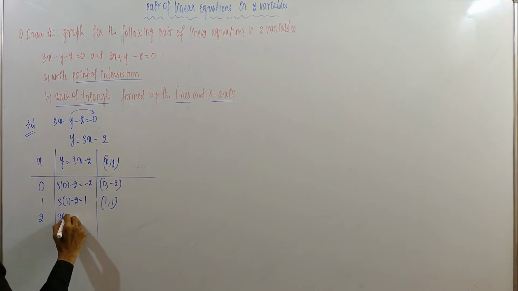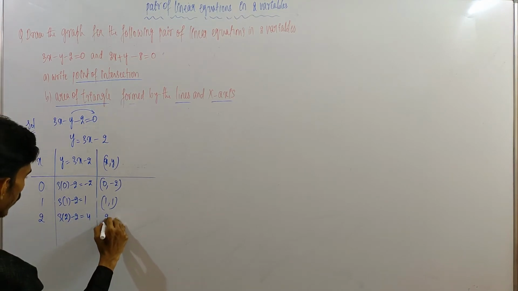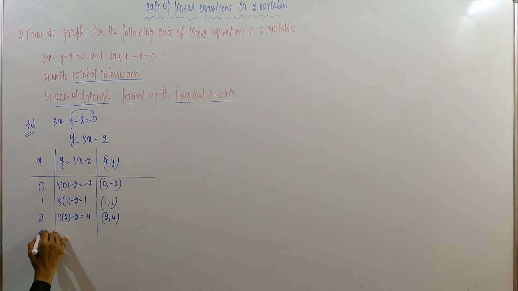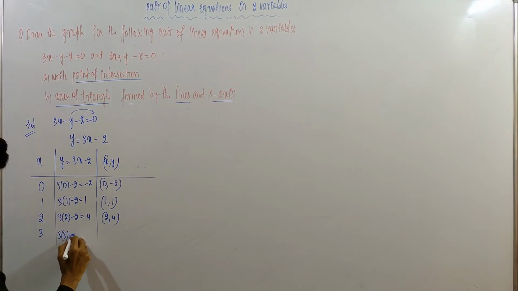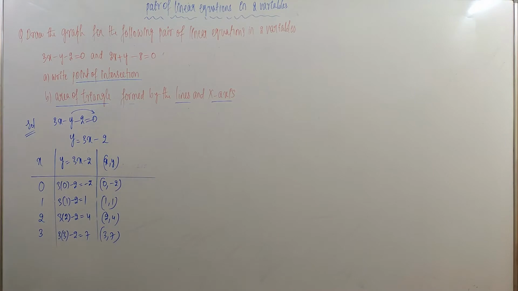So 3 into 2 minus 2. 3 twos are 6. 6 minus 2 is 4. We have 2 comma 4. Take the x value 3. 3 into 3 minus 2. 3 threes are 9. 9 minus 2 is 7. So we have 3 comma 7.